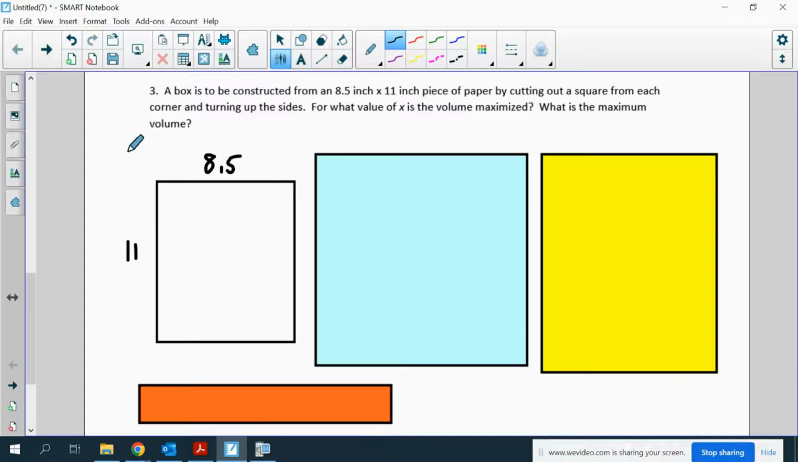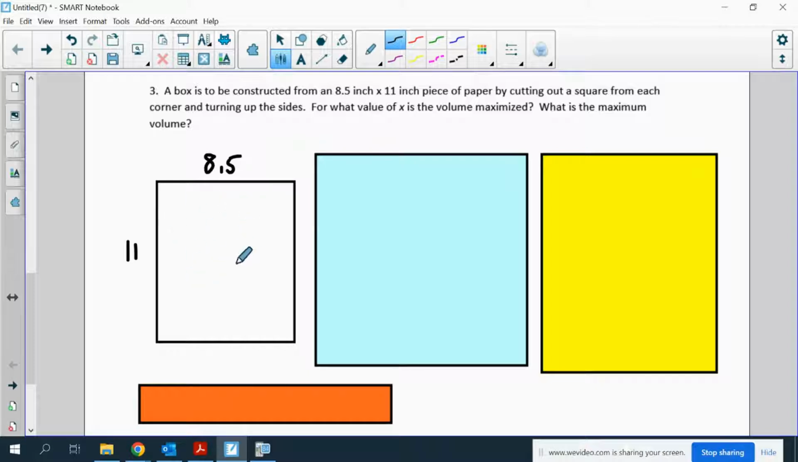This video goes over problems 3 through 5 in the application notes. A box is to be constructed from an 8.5 by 11-inch piece of paper by cutting out a square from each corner and turning up the sides. For what value of x is the volume maximized, and what is that maximum volume?